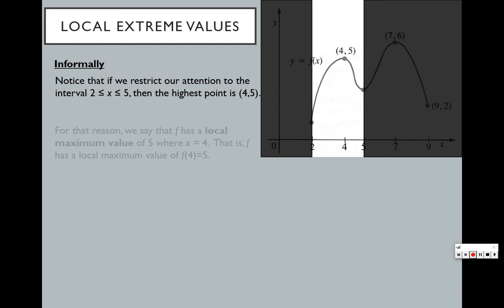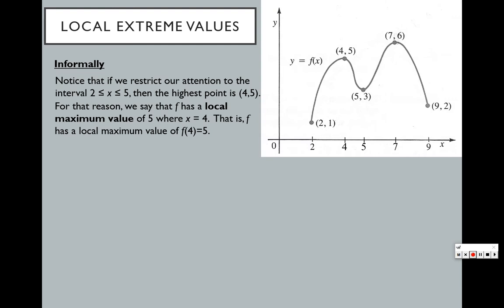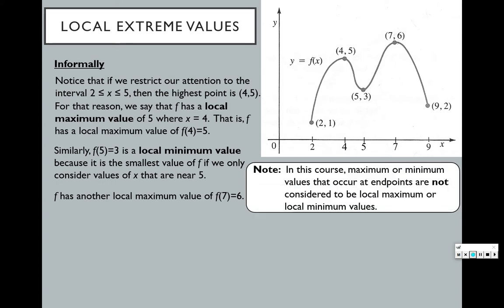It's not the highest point of the whole function, but it is a local maximum, so we say there's a local maximum at 4,5. This one's a local minimum, 5,3. And there's another local maximum at 7,6. This is local, even though it's absolute. It's anytime you get to the high of a function, you're talking about a local max and min.